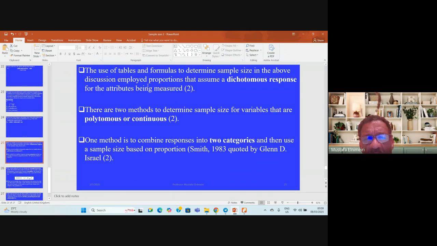The use of tables and formulas to determine the sample size in the above discussion employed proportions that assume a dichotomous response in the questionnaire for the attributes being measured. There are two methods to determine the sample size for variables that are polytomous or continuous. One method is to combine responses into two categories and then use the sample size based on proportion. This was mentioned also by Galen Israel.